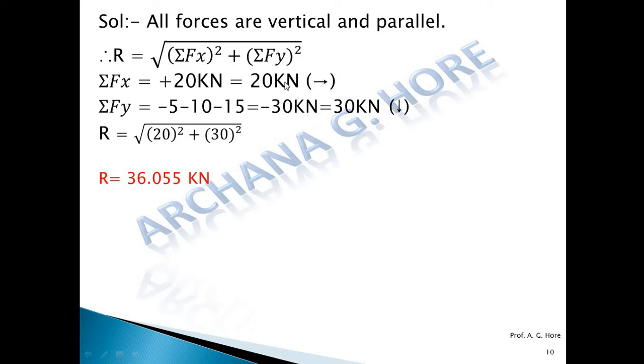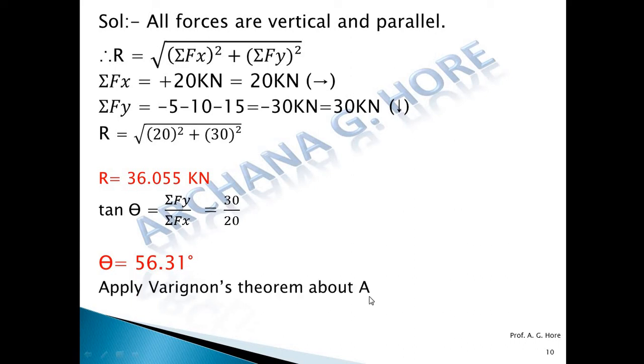So x is positive and y is negative. That's why that R lies in the fourth quadrant. Find out the theta. Then tan theta is equal to summation Fy upon Fx. So 30 divided by 20. Tan inverse of this quantity, you will get the theta 56.31 degree.